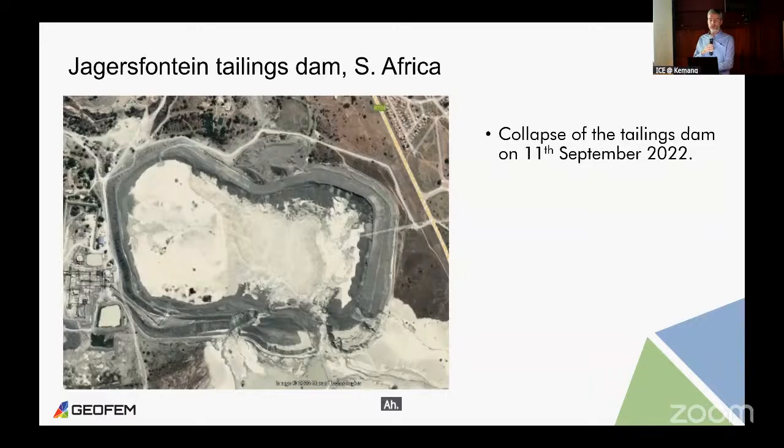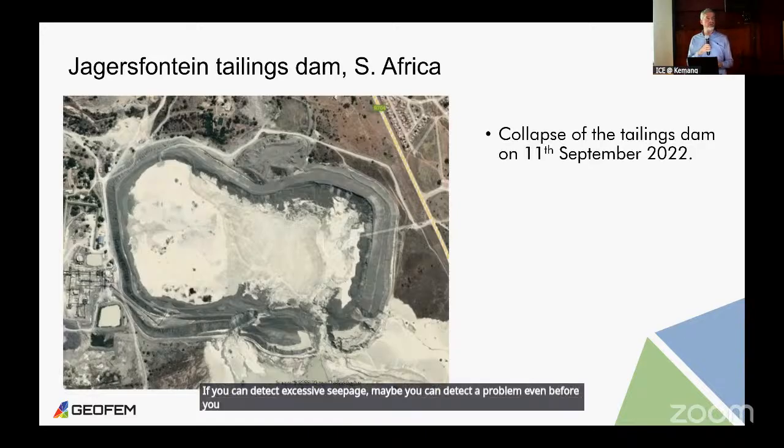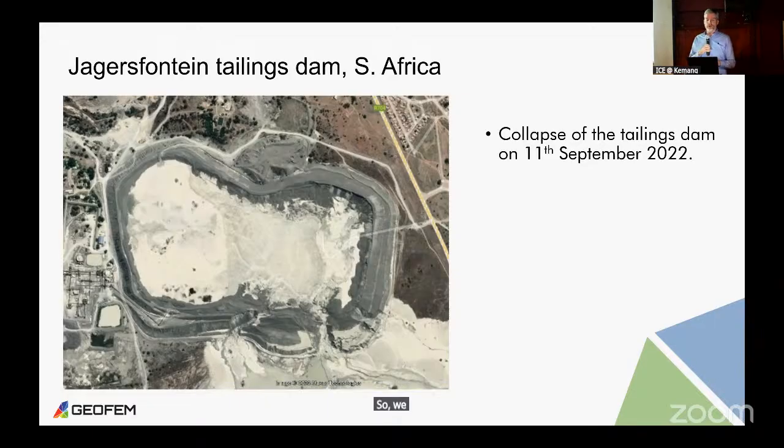We're back to the Jagersfontein tailings dam collapse, because seepage through a dam is very critical to dam stability. If you can detect excessive seepage, maybe you can detect a problem even before you start to get movement. So we tried it out on the Jagersfontein tailings dam.